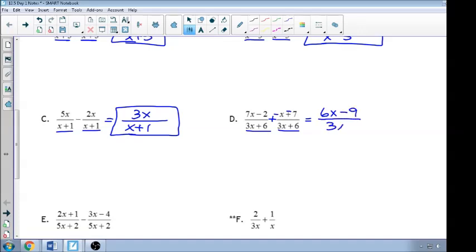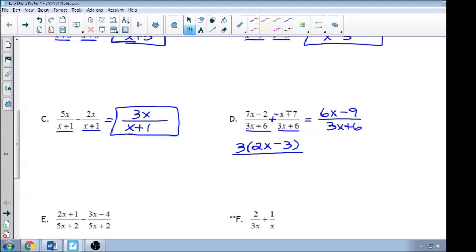over 3x plus 6. At this point, like I've been saying in the last couple of examples, I do want to look and see if I can factor this any further. Well, 6x minus 9, 6x and 9 are both divisible by 3, so I can take out a GCF of 3, leaving me with 6x divided by 3 is 2x, negative 9 divided by 3 is negative 3.